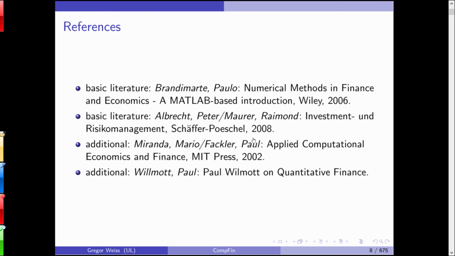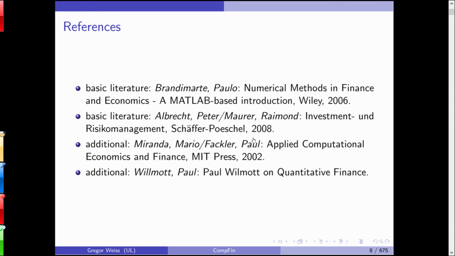And actually, Albrecht and Maurer are the two colleagues who also work with the German Actuarial Society, and they usually give the classes for the German Actuarial Society. So their book is closely related to the German Actuarial exam, and that is why it's relevant here for this class. There are also other books. For example, Miranda and Fackler, Applied Computational Economics and Finance, and also this one's special, Paul Wilmot on Quantitative Finance.